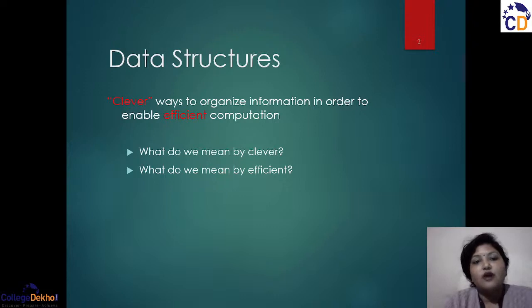We need to understand what is clever. Clever means we have a range of techniques, a range of values, a range of methods. We need to select those methods which are efficient, which are faster, which are going to give us accurate results quickly. It efficiently computes the results as well. There are a number of techniques, a number of algorithms through which we can solve our problem efficiently.